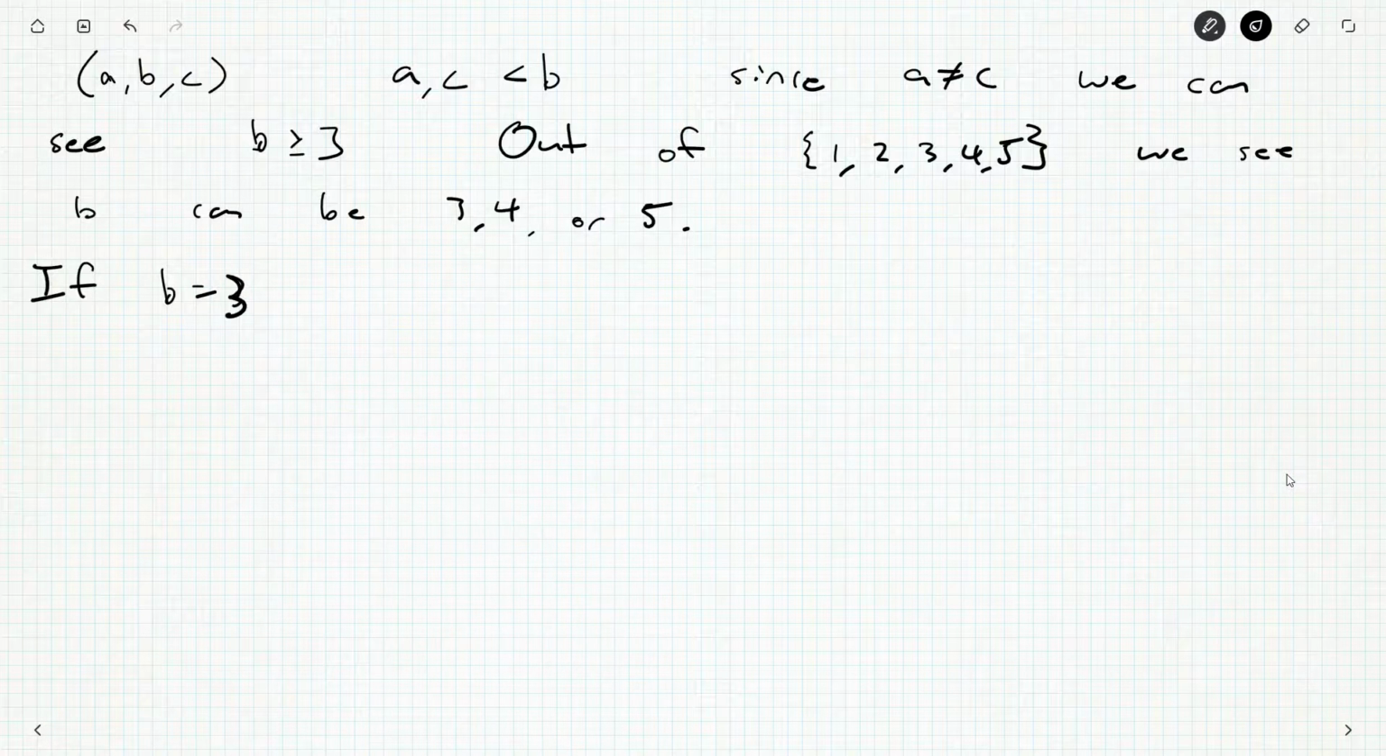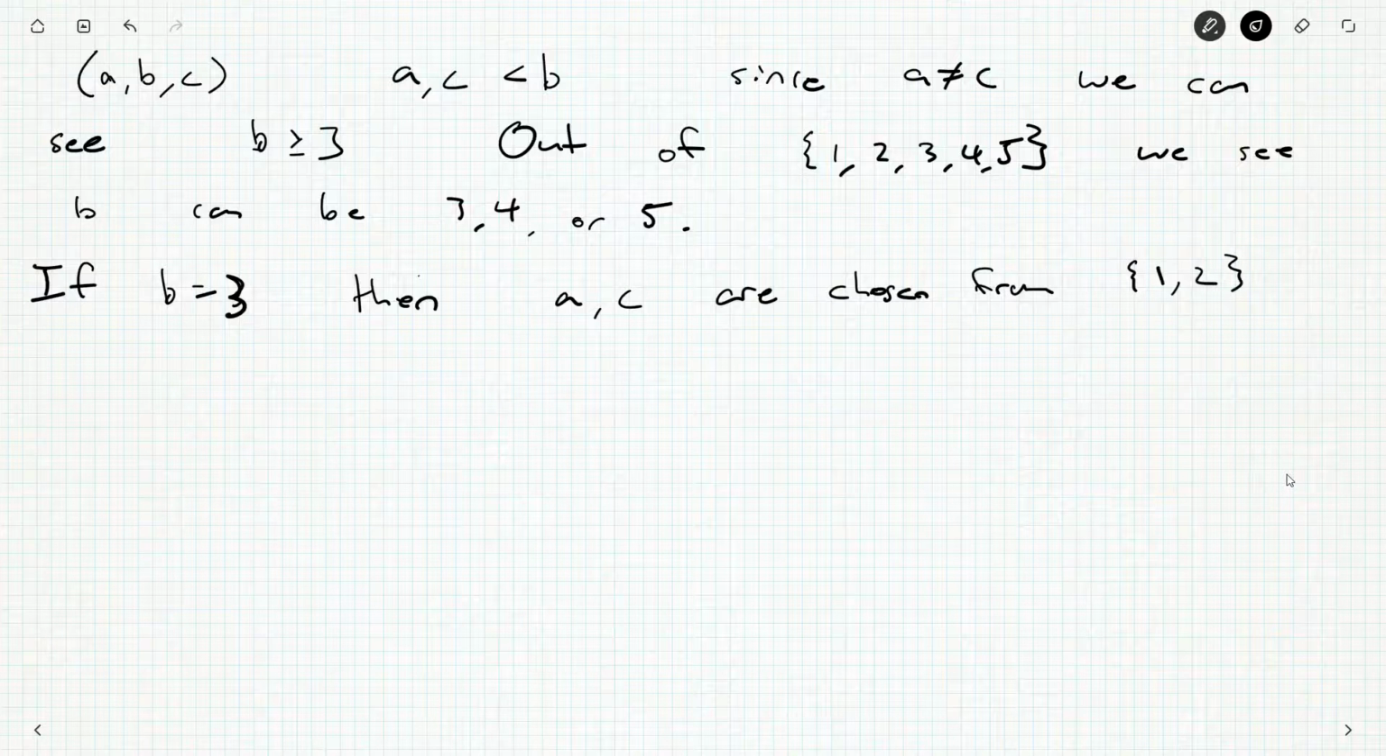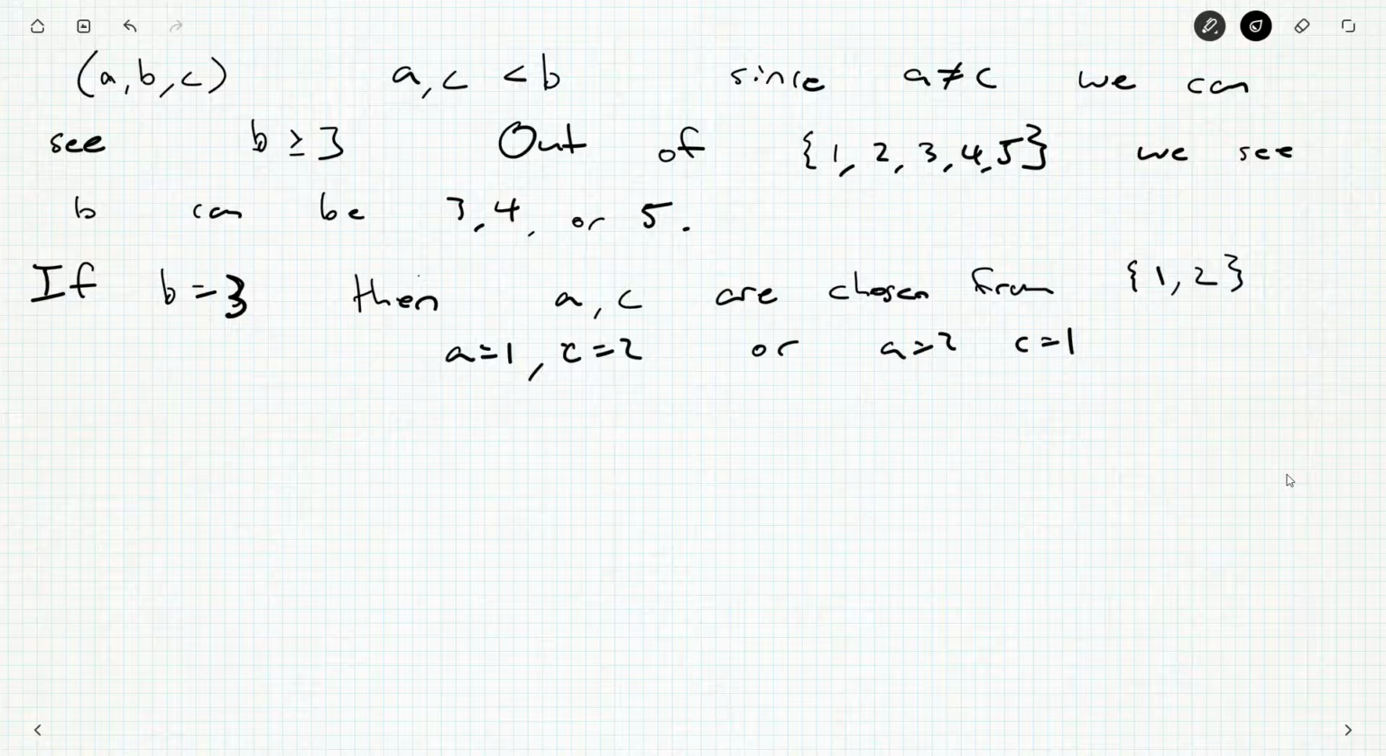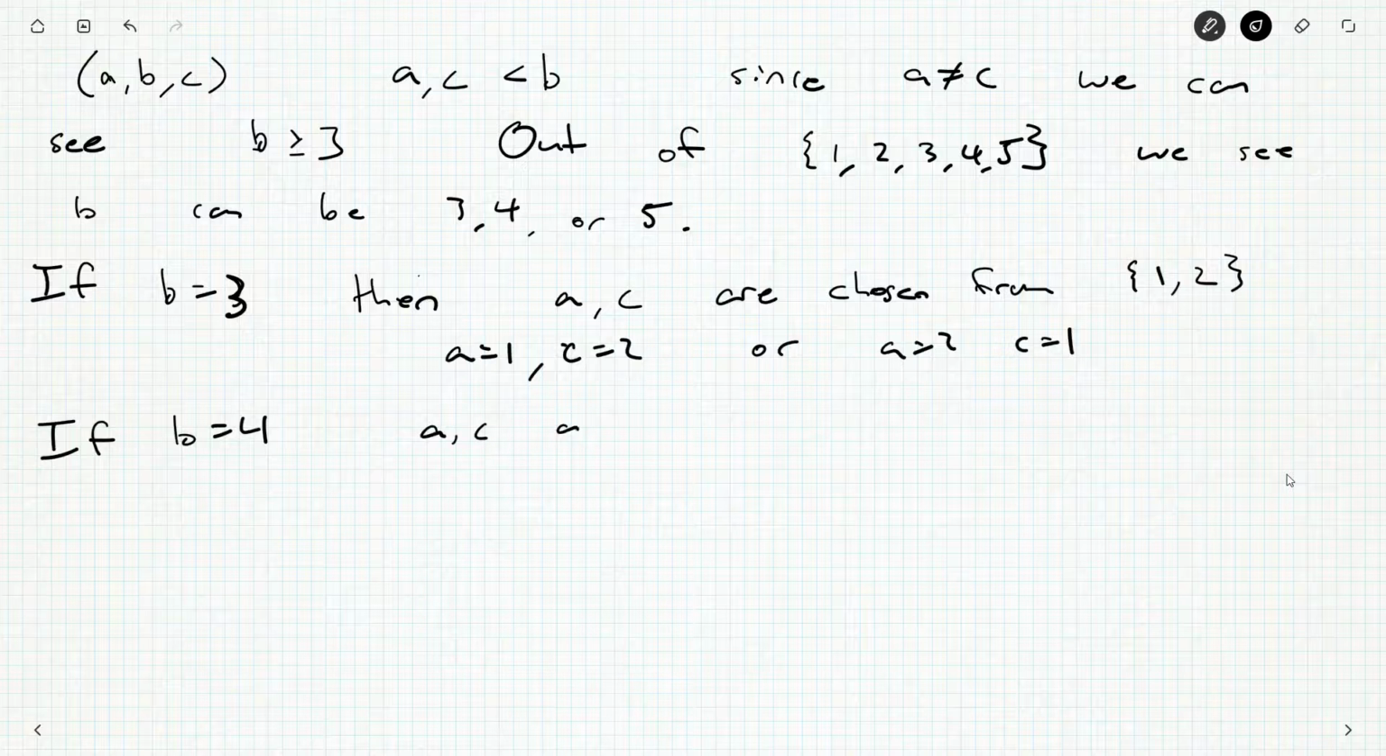So if B is equal to 3, then A and C are chosen from the numbers that are less than B. So A is 1, C is 2, or A is 2, C is 1. Not particularly hard. If B is equal to 4, A and C are chosen from 1, 2, and 3. So I could list them all out, but let's start being a little more clever. Let's choose A first.